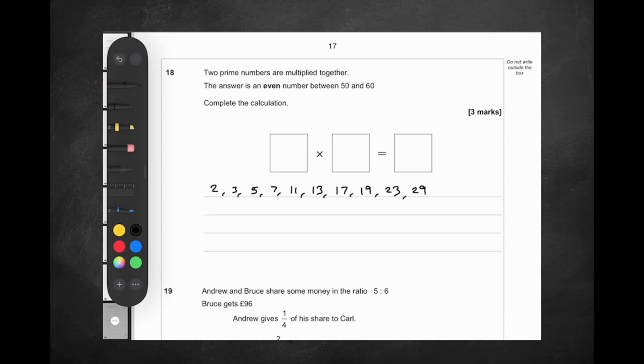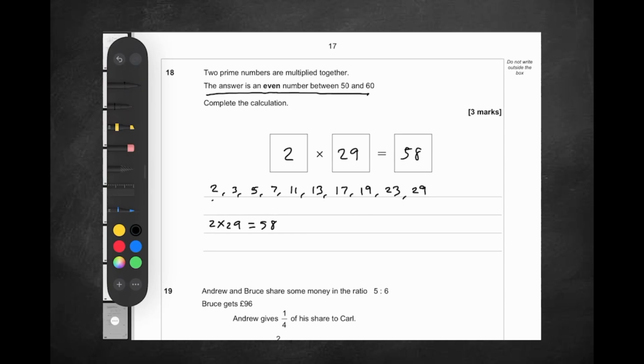Let's stop there. So the answer is an even number between 50 and 60. So 2 multiplied by 3 is going to be too small, 2 times 5 is going to be too small, but 2 times 29 gives us 58. And 58 is an even number between 50 and 60, so we've actually found that very quickly.